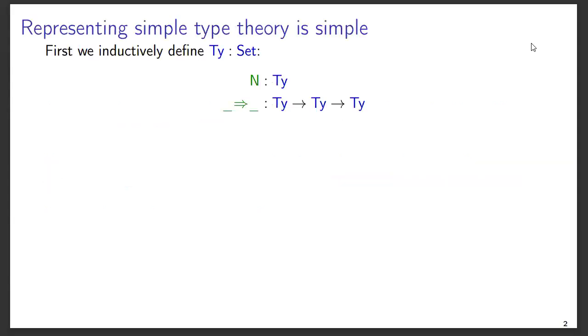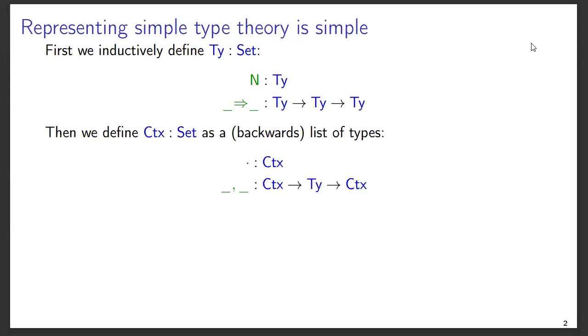So how would you do it if you're just doing simple types? Then it's easy, because we can start by just defining the types, which are typically inductively defined. So we're saying that the natural numbers, for example, is a type. And if I have two types, then I have a type of functions between them. That's a very non-controversial inductive definition.